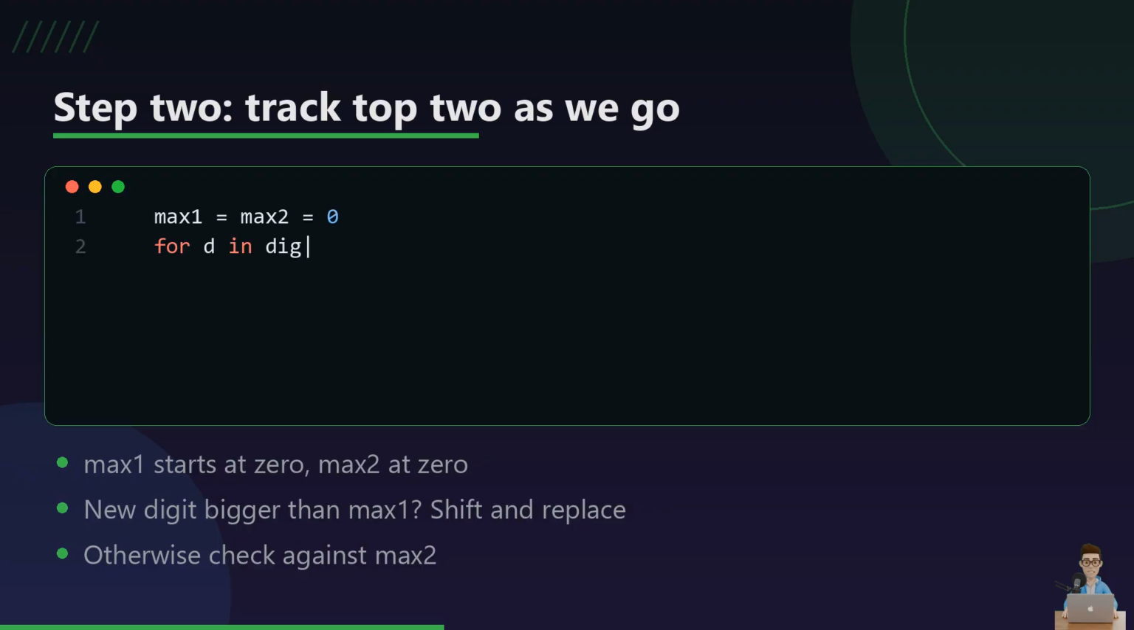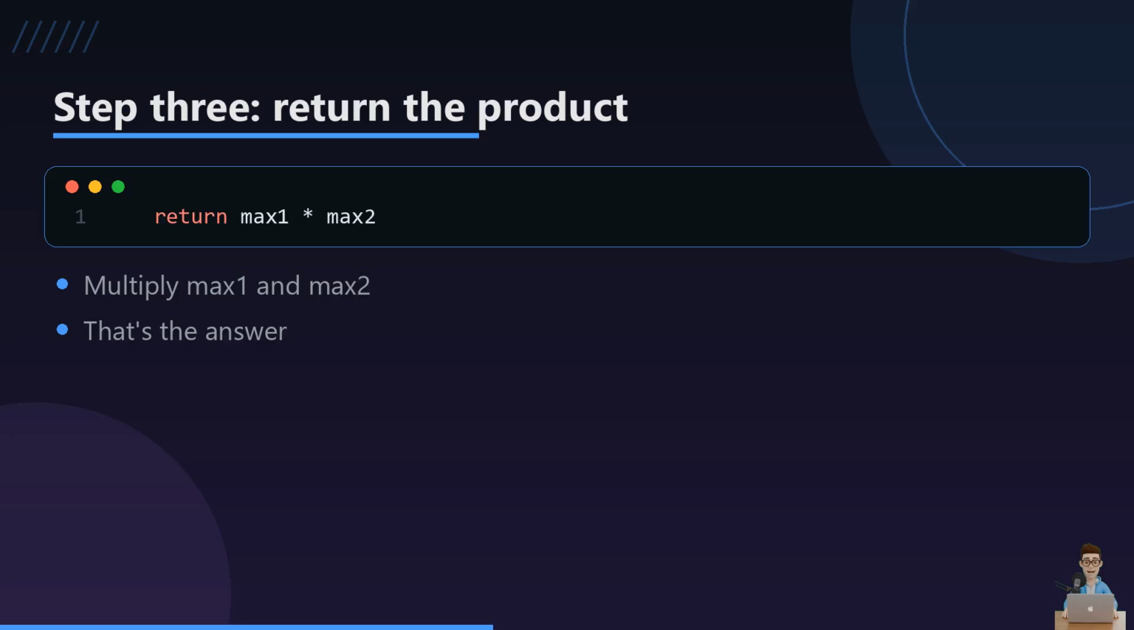The branch order is the whole interview signal. Strictly greater than max 1 first, cascading the old champion down, then a separate strictly greater than max 2. Get this backwards, check max 2 first, or use greater-or-equal carelessly, and ties silently corrupt the result. This is where most candidates lose points. Max 1 makes 2, done. Worth saying out loud in an interview that this is the only place you touch both trackers together. Everything upstream was pure bookkeeping.